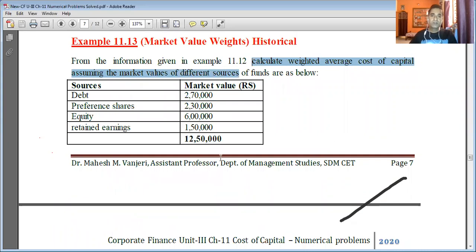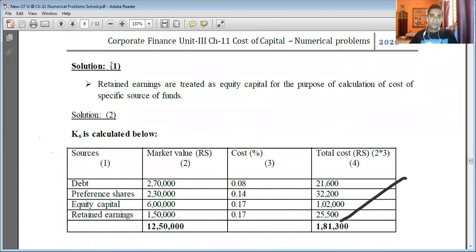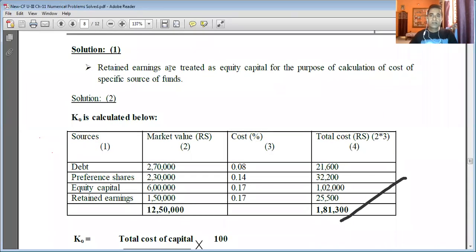Now, we have been asked to calculate the weighted average cost of capital assuming the market values of different sources. Retained earnings are treated as equity capital for the purpose of calculating the cost of a specific source of funds. Hence, the cost of retained earnings is equal to the cost of equity capital. We have already learned this concept. Then KO, or cost of capital, is calculated as below.